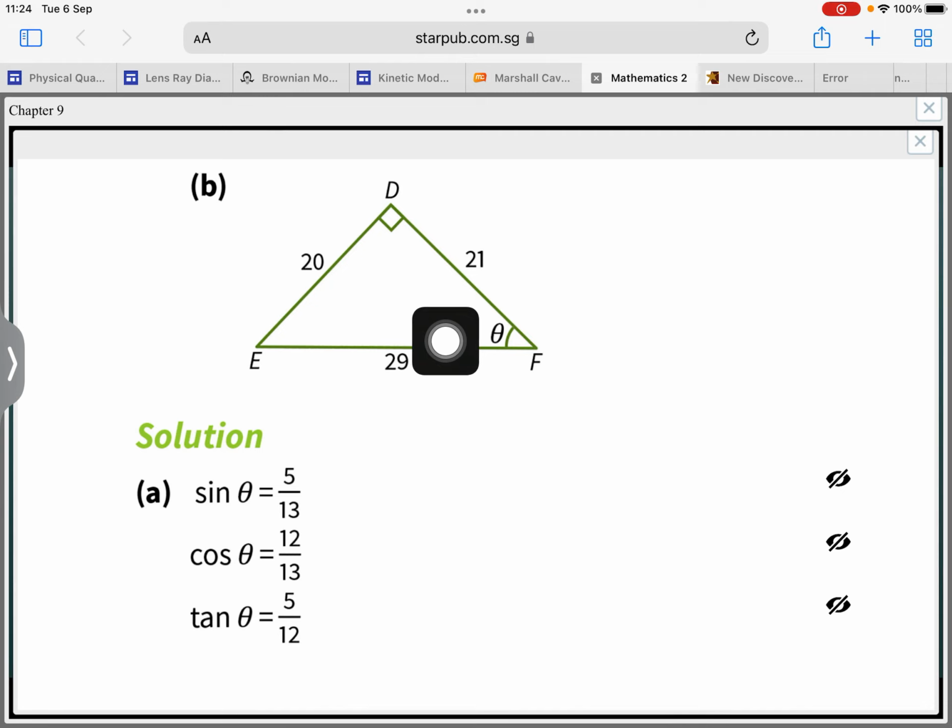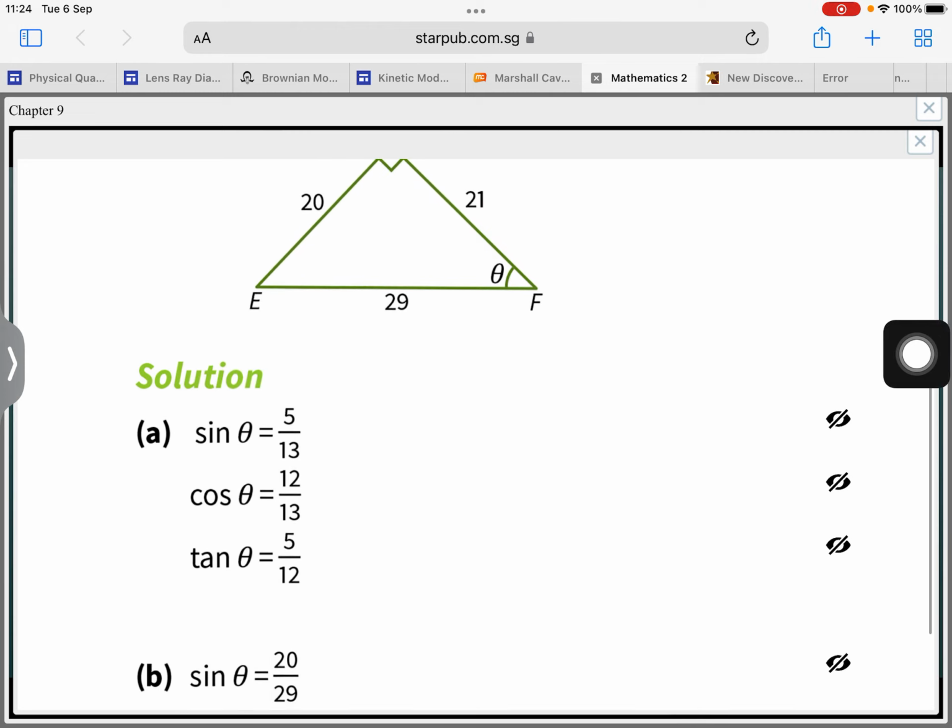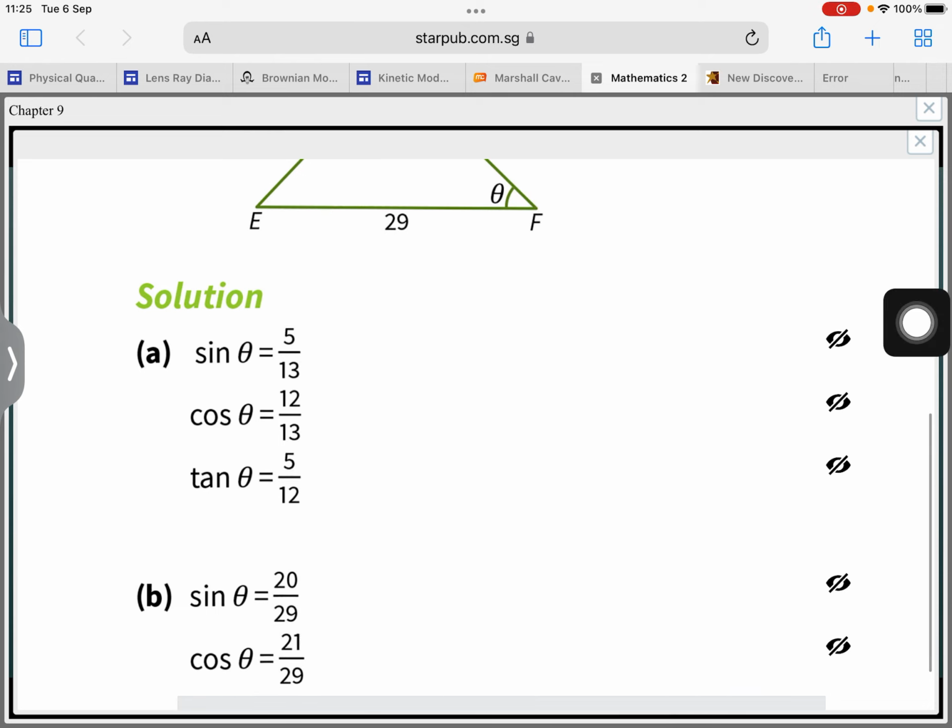Sine theta, SOH, sine is opposite over hypotenuse. Opposite is 20, hypotenuse is 29, so sine theta will be 20 over 29. Next, cosine theta is CAH, so AH is adjacent over hypotenuse. Adjacent is 21, hypotenuse is 29, so it will just be 21 over 29.